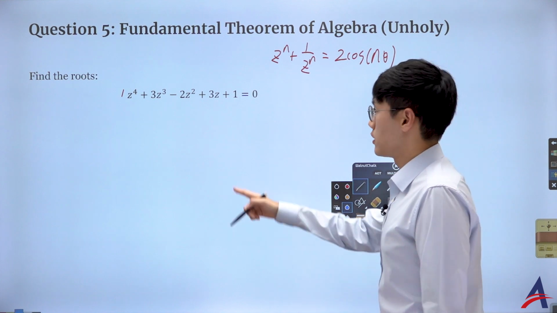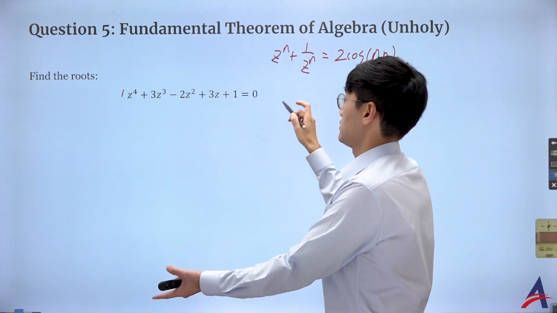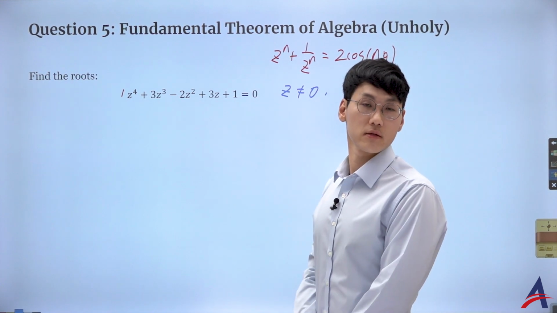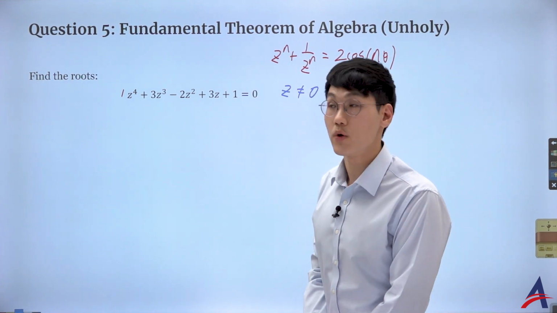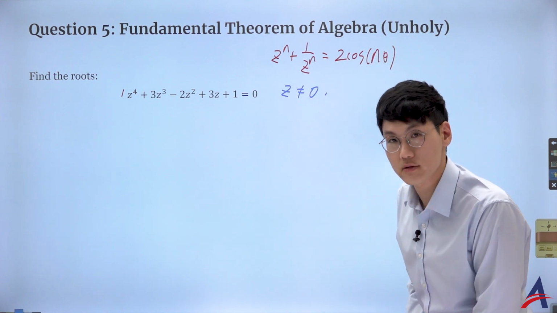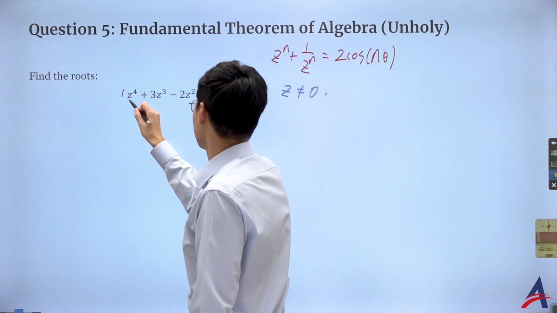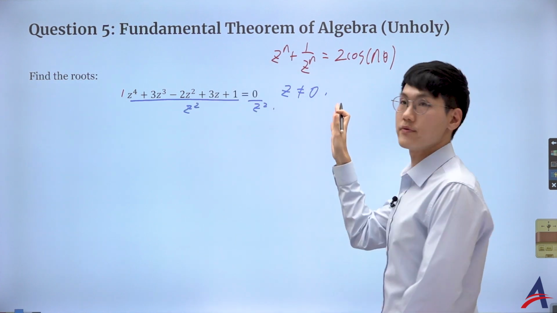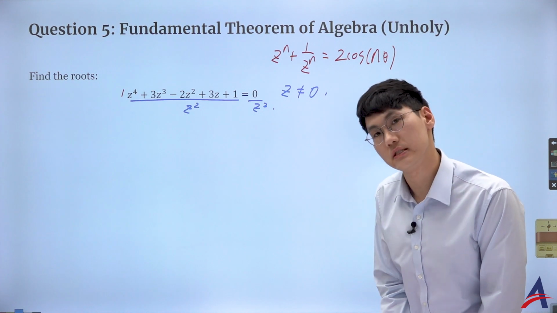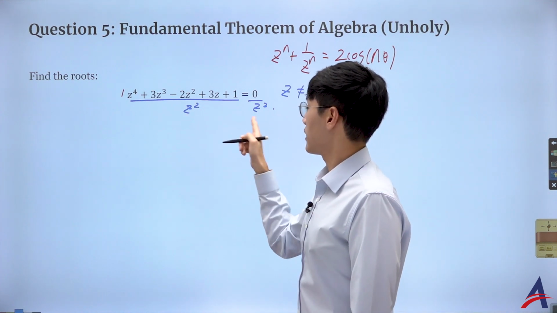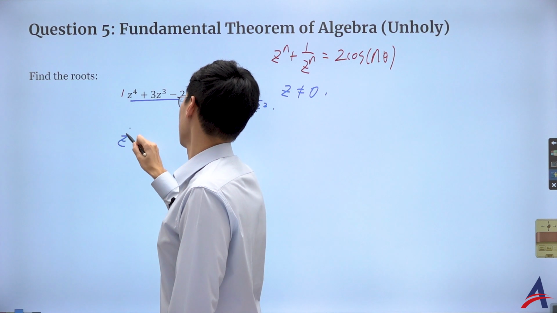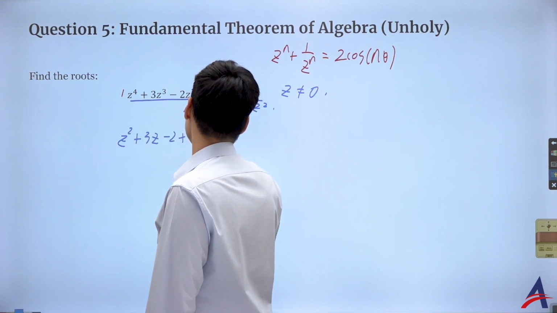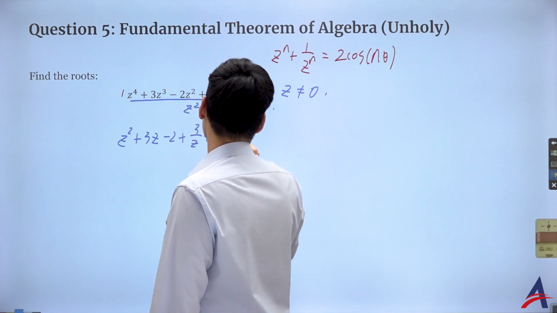So let's get to it. Here I can tell that z cannot be 0, because if it were 0, it would have been a root making the left-hand side 0, and it doesn't. So I know it's not 0, so it's quite nice to divide both sides by z squared. This doesn't cause any trouble because z isn't 0. If I do that, I get z squared plus 3z minus 2 minus 3 over z plus 1 over z squared equal to 0.